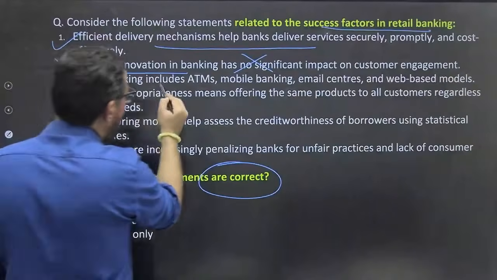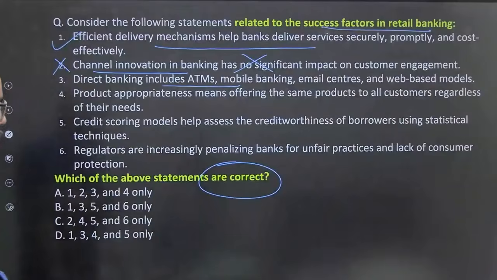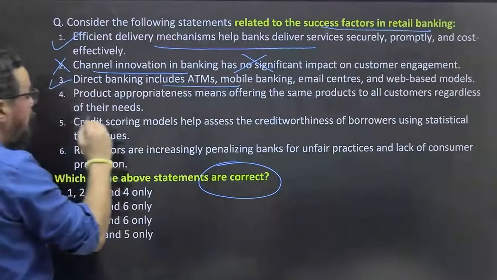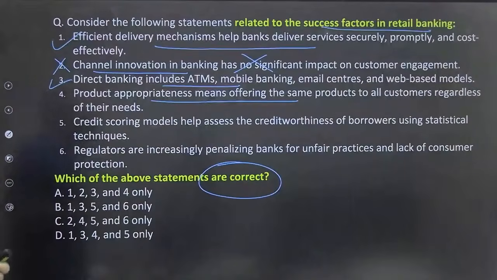Direct banking includes ATMs, mobile banking, email centers and web-based models. So statement 3, they generally come under direct banking. Product appropriateness means offering the same product to all customers regardless of their need.